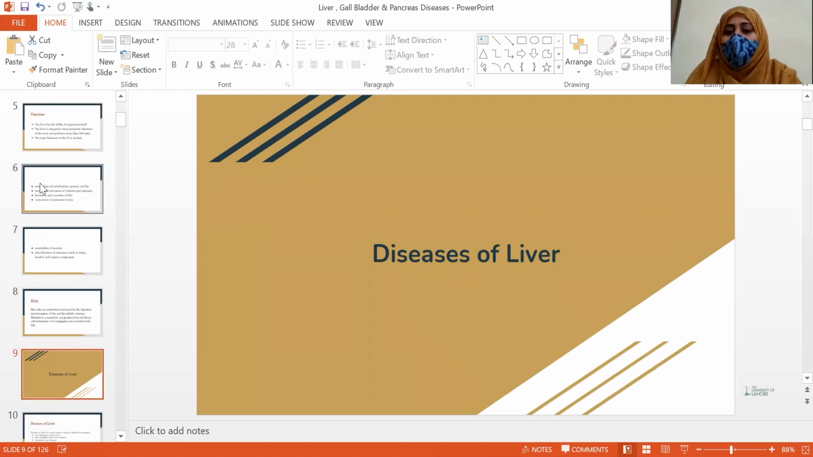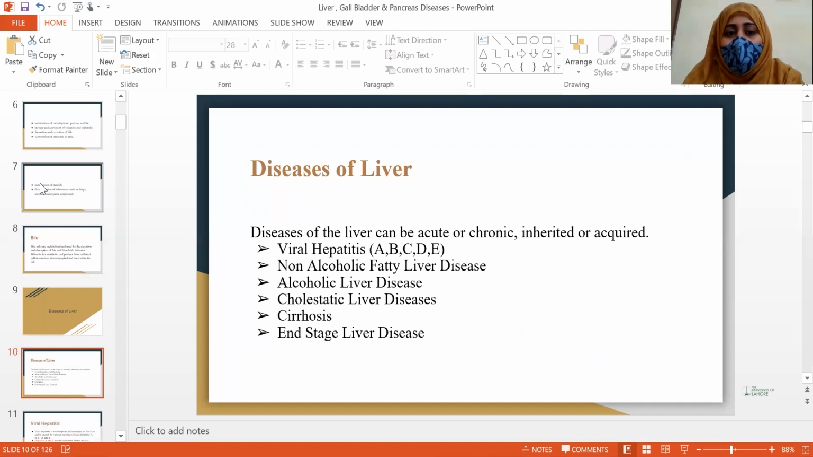And then we will discuss the diseases of the liver. Here are many of the diseases. Diseases of the liver can be acute and chronic, inherited or acquired. First of all, viral hepatitis, which is A, B, C, D, and E. Then non-alcoholic fatty liver diseases. Then alcoholic liver diseases, cholestatic liver diseases, cirrhosis, and end-stage liver disease.